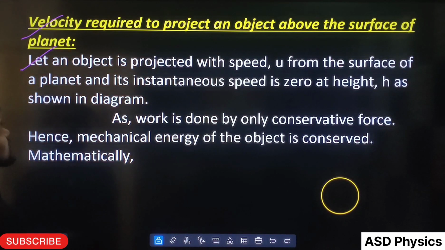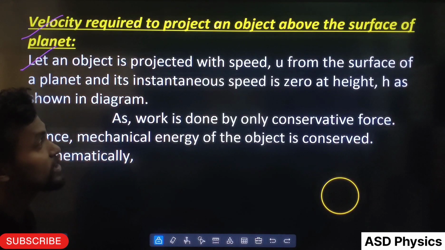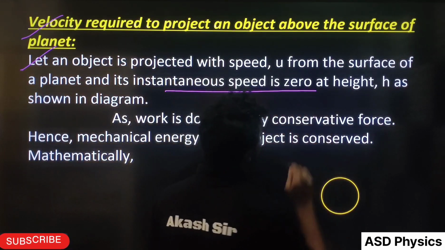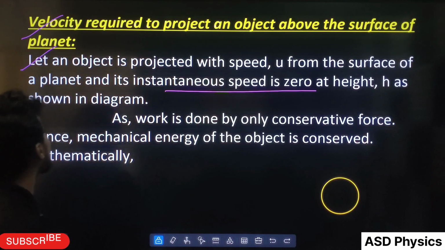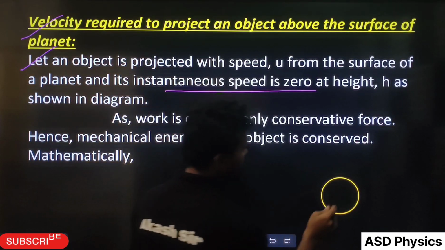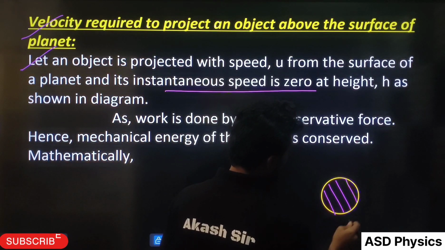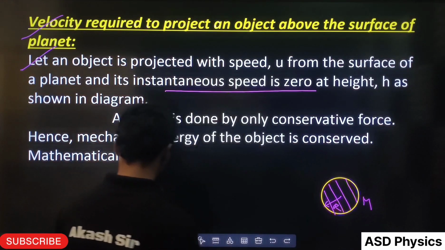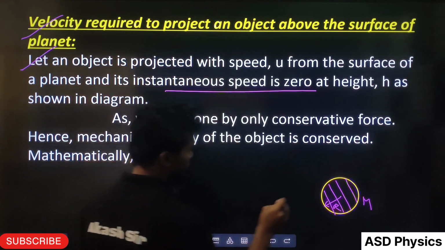Okay, so see here please, here let an object be projected with speed u from the surface of a planet, and its instantaneous speed is 0 at height h, as shown in the diagram here. Okay, so students, here I have taken one diagram. Now planet is there, mass M, radius R, and what is going to happen? We are going to project from here.